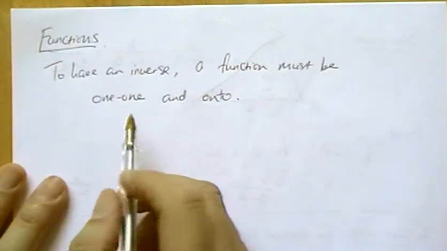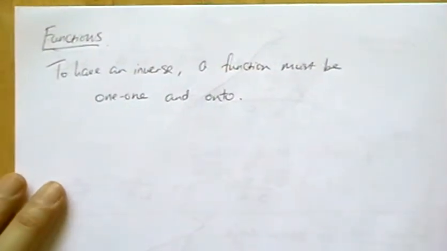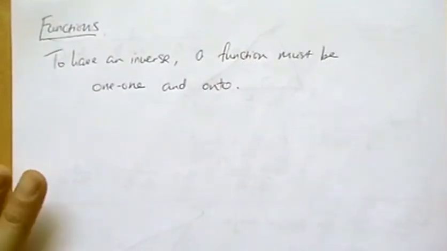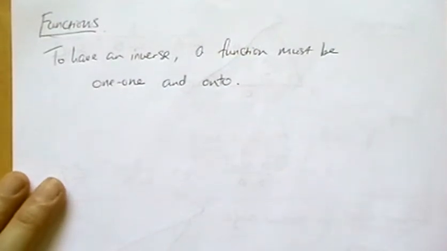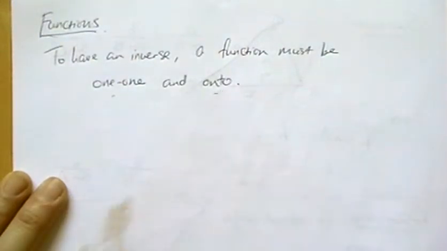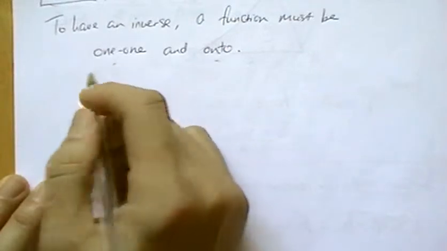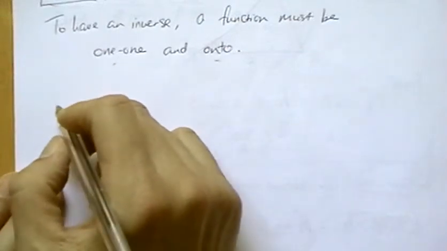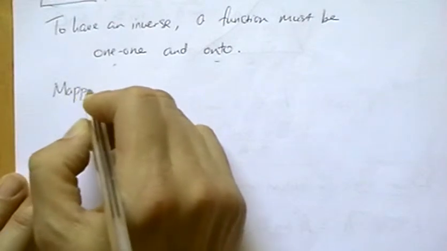Now if you have not heard of 1, 1 and onto before, this is going to sound a bit abstract. But let me start with some examples to explain the meaning of these properties. So let me start with the meaning of a mapping.